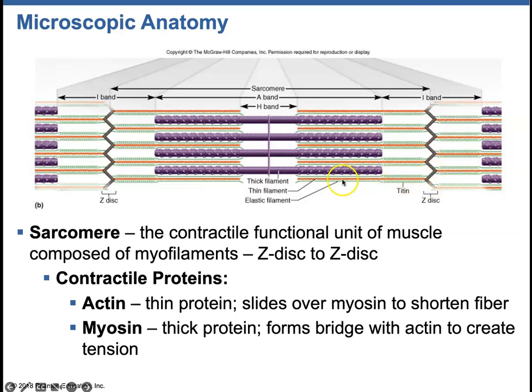So what this actin is going to do when it contracts and you create tension with the myosin is move towards the middle, so the Z discs move closer together. When I ask you about the contractile proteins, what you need to remember is that myosin is the thick protein and actin is the thin protein that slides over the myosin and shortens the sarcomere.